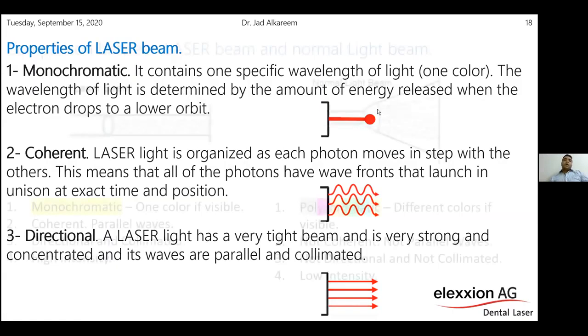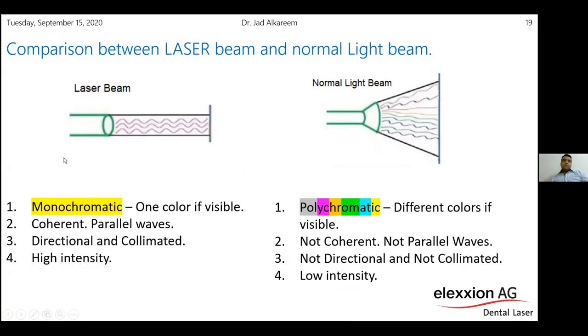If we compare the normal light and the laser light, you can see that the laser beam is monochromatic, which means it has one color, whether you can see it or not. The normal light in your room has different colors and different shades. When you turn on the light in your room, even if the light is white or a little bit yellowish white, it still has certain different shades if you focus on that.